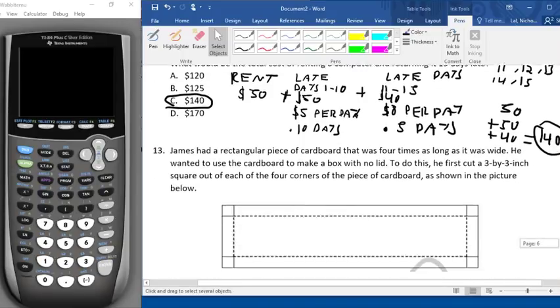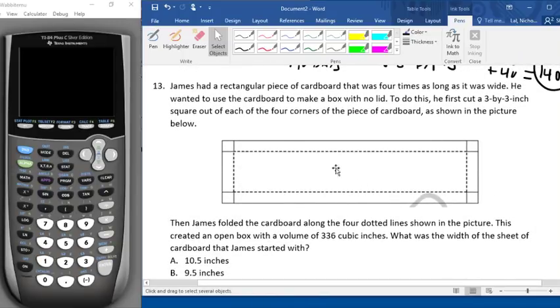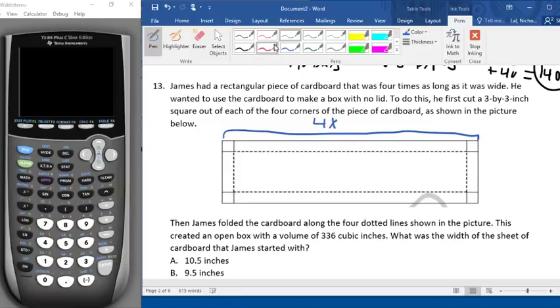So that's problem 12. For problem 13, James has a rectangular piece of cardboard that was 4 times as long as it was wide. So this length right here is 4 times as long as it's wide. So if I can call this length 4x, I can call the width x. Also know that the 3 by 3 square is cut out of each corner. So this square has a length of 3, this has a length of 3, this has a length of 3, this has a length of 3.